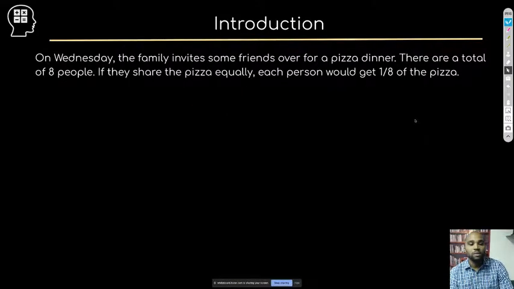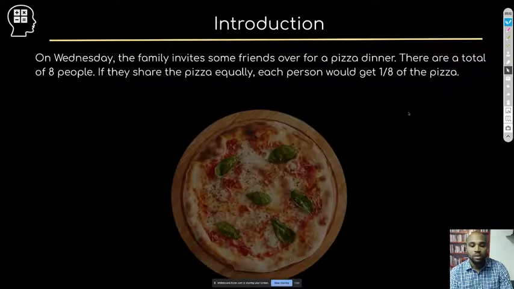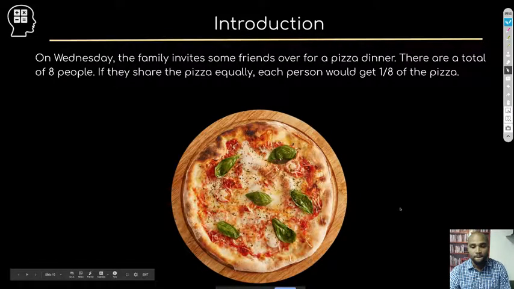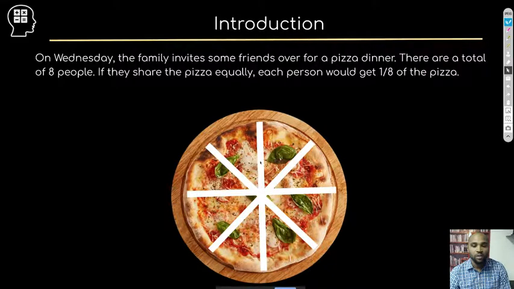On Wednesday, the family invites some friends over for pizza. There are a total of eight. So we're going to do 8. Each person would get 1/8 of a pizza. So what would that look like if each person got 1/8 of the pizza? Well, if I click through here, I'll show you. Right there. So if you count them all up, each person gets 1/8 of a pizza because it's 8 of them divided equally.